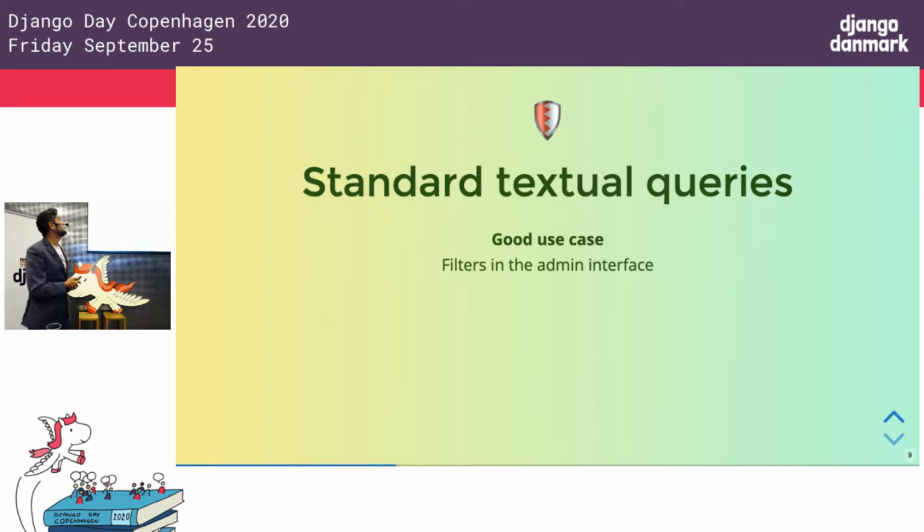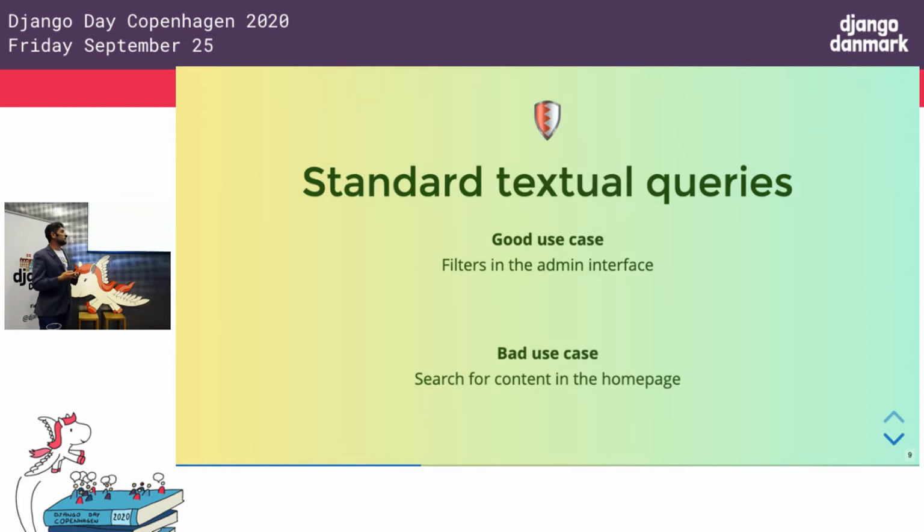So yeah, what's a good use case for standard textual queries? My opinion: filters in the admin interface. It's an excellent use case. You can implement that quite quickly, and your users are internal users. They're going to use the admin. They're going to have some knowledge of the data set of your platform and of the platform itself. So even if you give them a tool that is not that flexible, they are still going to use it properly.